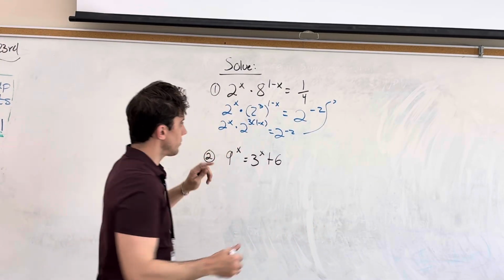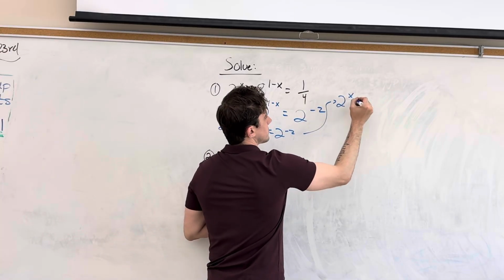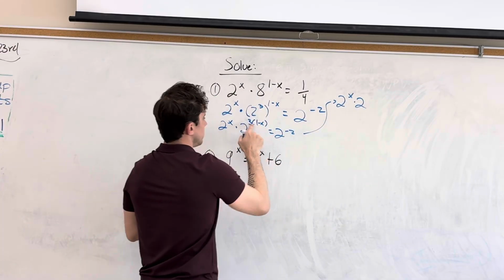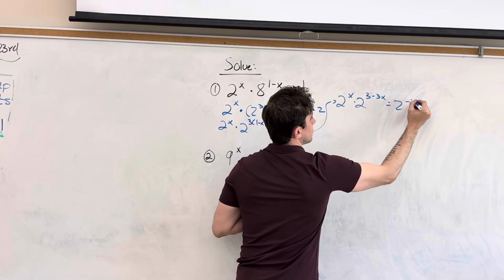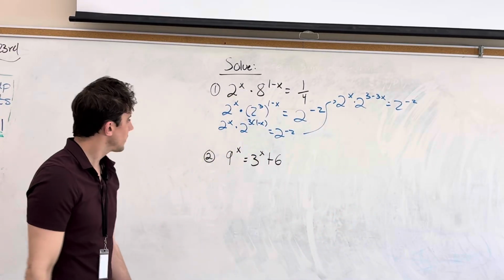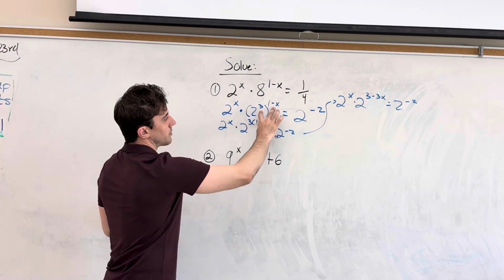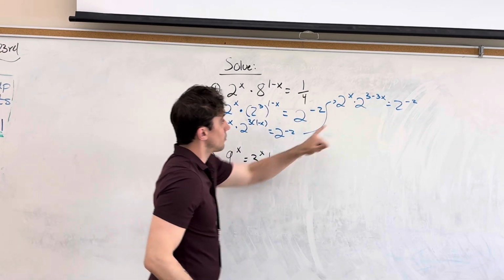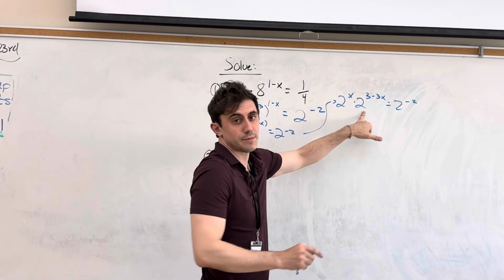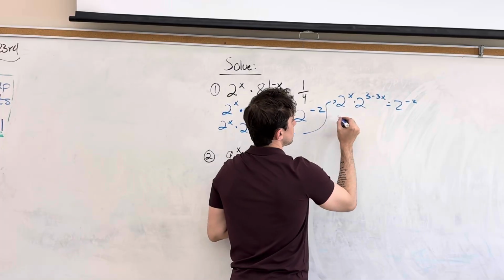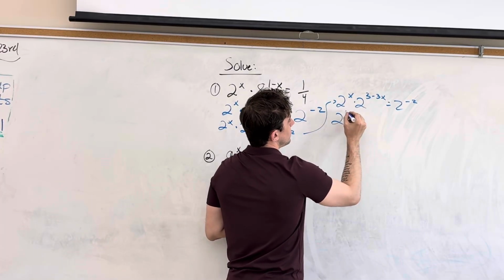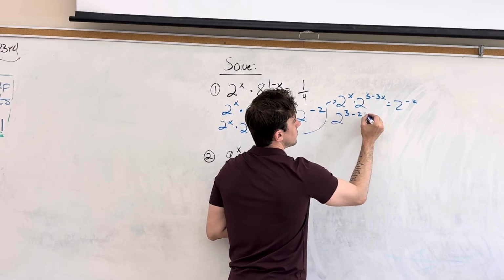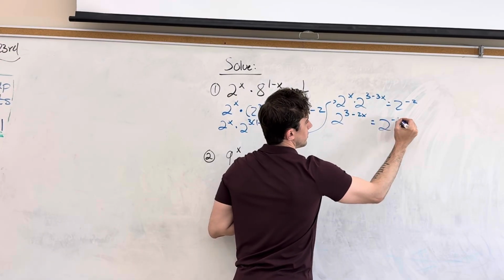Now, let's multiply through. So we'll have 2 to the x times 2 to the 3 minus 3x is equal to 2 to the negative 2, right? So again, when we have an exponent to another exponent, we multiply the exponents. Then when we multiply two terms with the same base, we add the exponents. And so 2 to the x plus 3 minus 3x means 2 to the 3 minus 2x is equal to 2 to the negative 2.